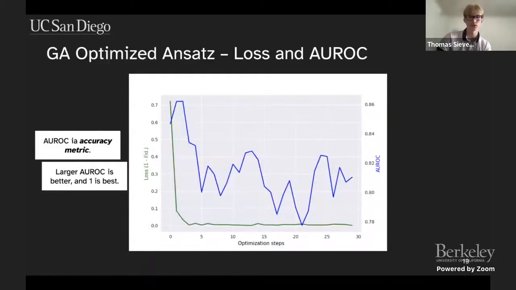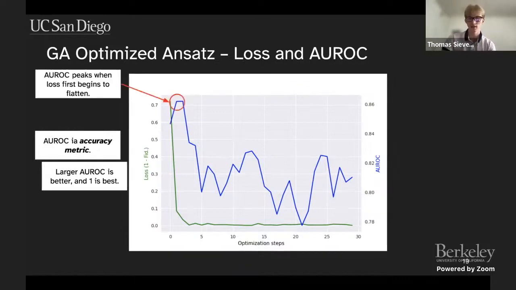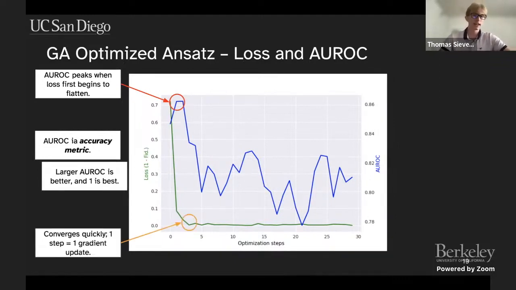So let's do just that. We have here a plot overlaying the AUROC of the best optimized QAE ansatz, as well as the loss with respect to optimization steps. We can see there's this really interesting peak where the AUROC, which is basically just an accuracy metric saying how well it is doing at finding anomalies, peaks right when the loss first begins to flatten. And we're not exactly sure why.